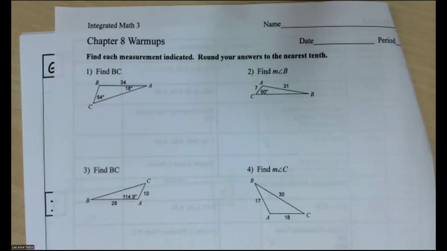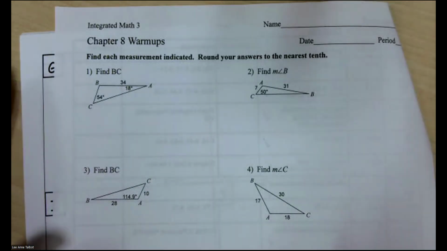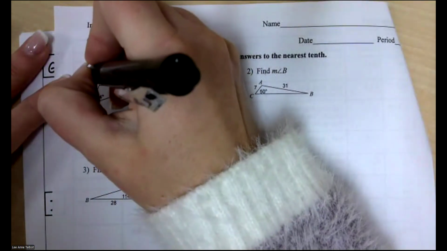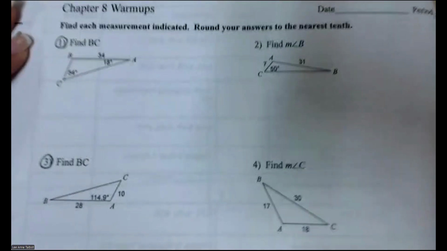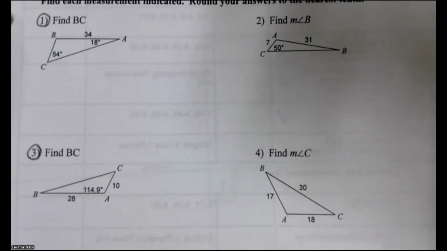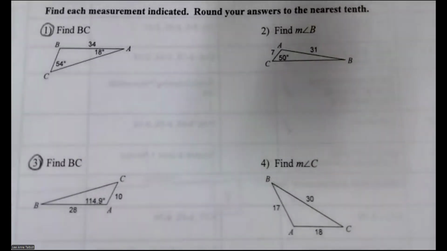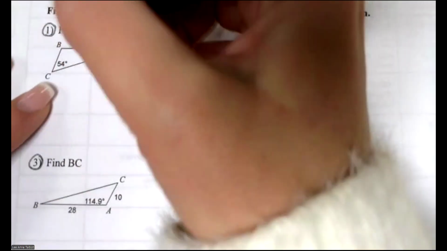Okay. Good morning. We are going to do warm-ups number 1 and 3 today. And these are review topics from December, which I'm sure that you have forgotten. So you can pretend like you've never seen these before. Okay, number 1 says find BC.